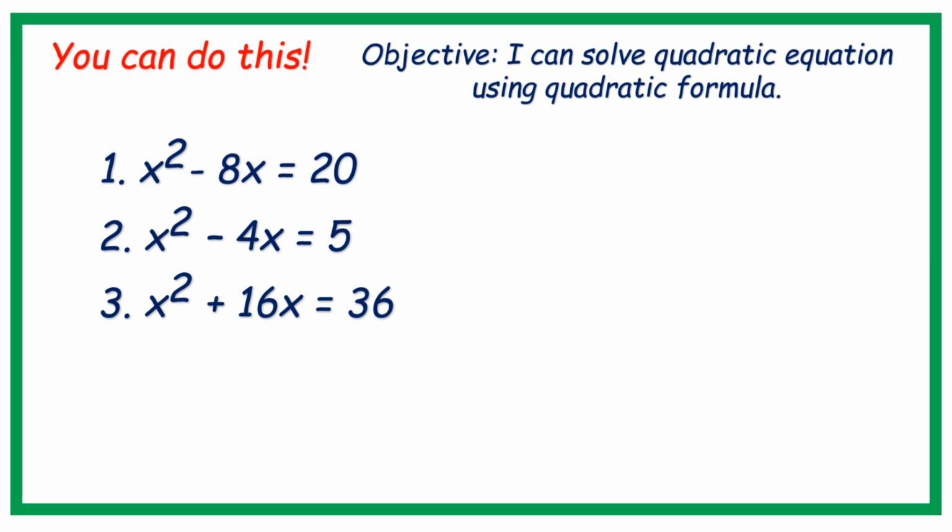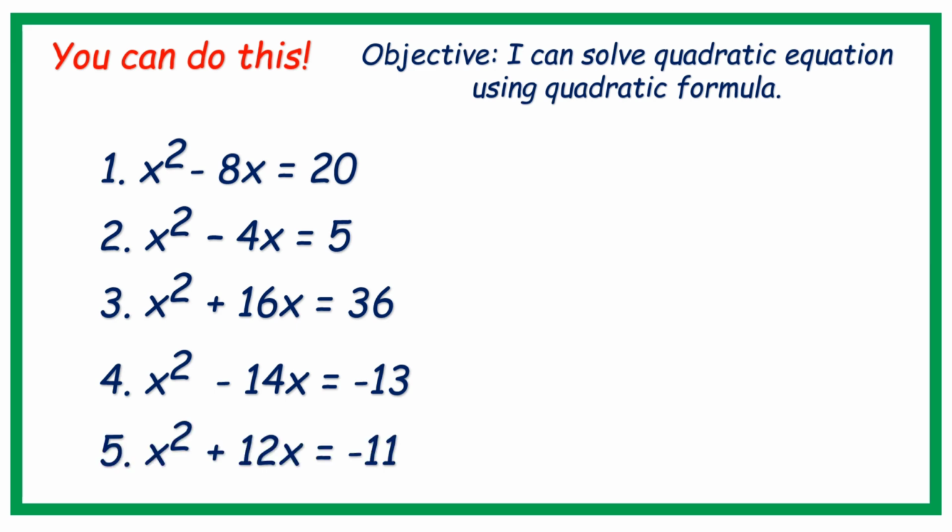Number 3, x squared plus 16 equals 36. X squared plus 16 equals 36. Number 4, x squared minus 14x equals negative 13. X squared minus 14x equals negative 13. And finally, number 5, x squared plus 12x equals negative 11. X squared plus 12x equals negative 11. If you need more time, you can pause this video.